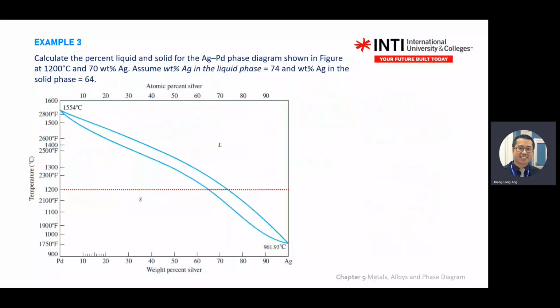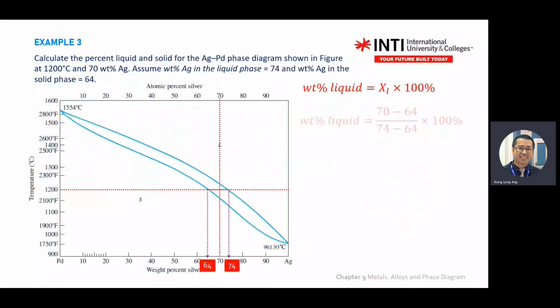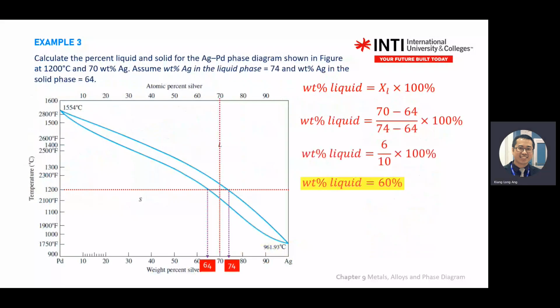So look carefully on the phase diagram. Okay, so the trick is always the same. You draw the tie line, then you identify where is your liquid, where is solid. If you want to find the percentage of liquid, you go to the solid side, then you find the length, then compare to the total length. So here 6/10 is 60%. So you know that the percentage of solid is 100% minus 60, which is 40%. Make sense or not?